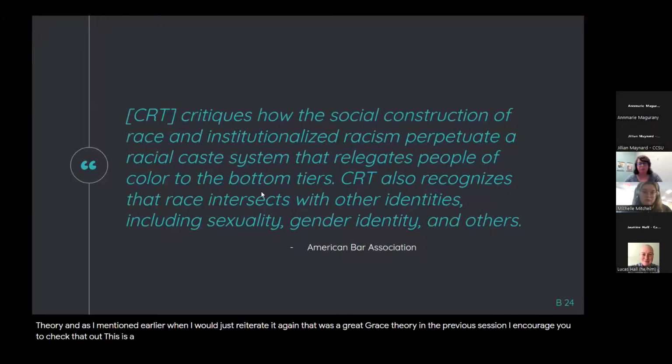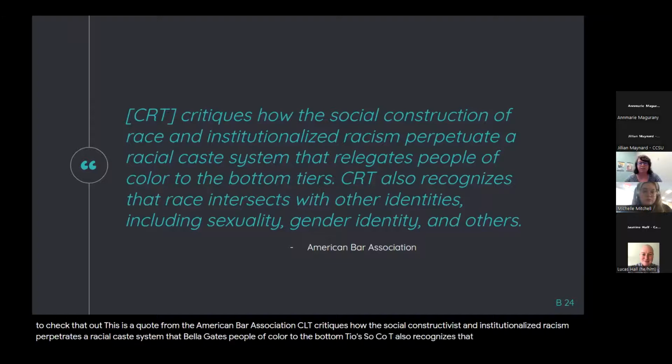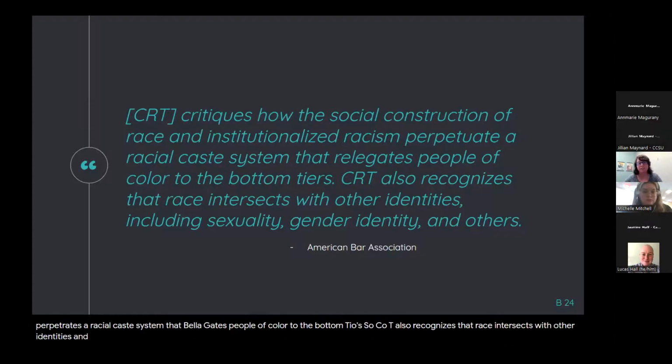So this is a quote from the American Bar Association. CRT critiques how the social construct of race and institutionalized racism perpetrates a racial caste system that relegates people of color to the bottom tiers. CRT also recognizes that race intersects with other identities, including sexuality, gender identity, and others.